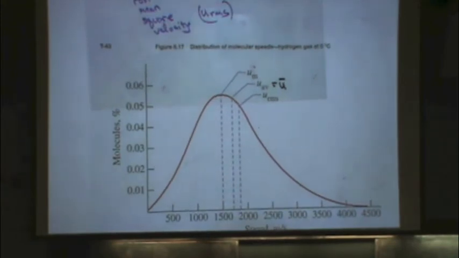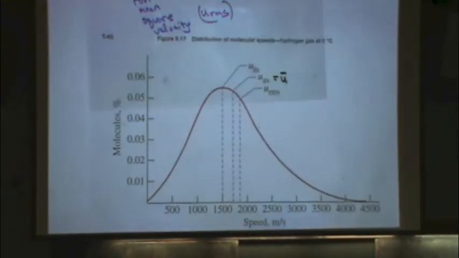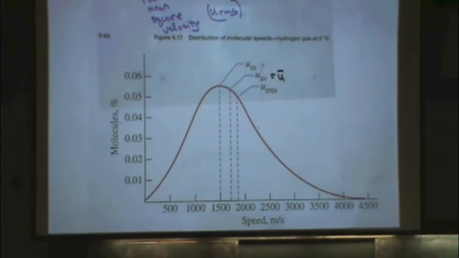If we plot velocity versus the percent of molecules at that velocity, you're going to get a curve like this. It looks sort of like a bell curve, but there's a little tail on the right side. That always happens. So the very peak is what we call the mode velocity. That's the most common velocity. The average velocity, u bar, is slightly to the right, typically.